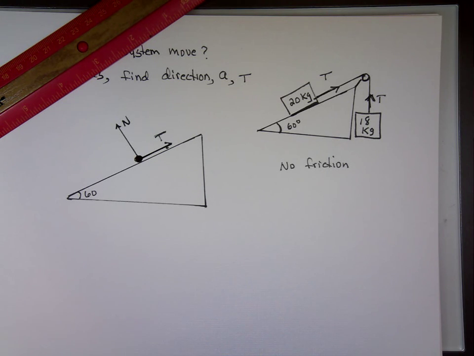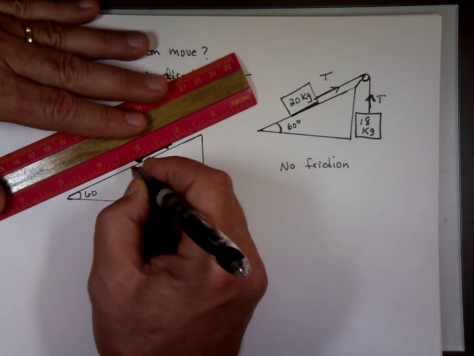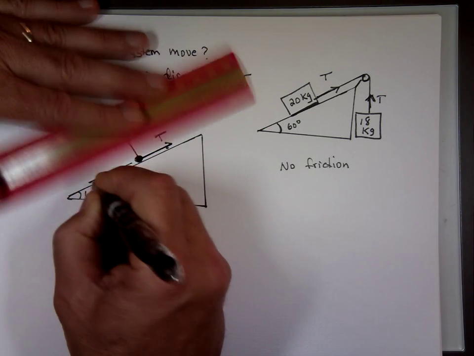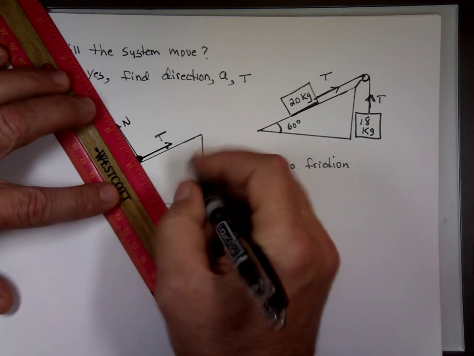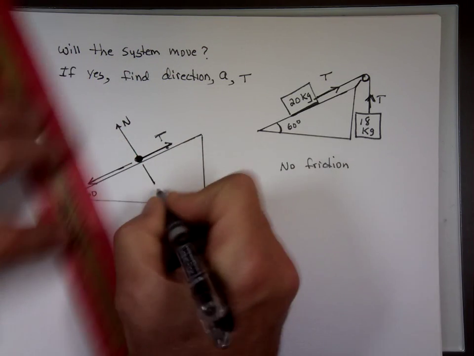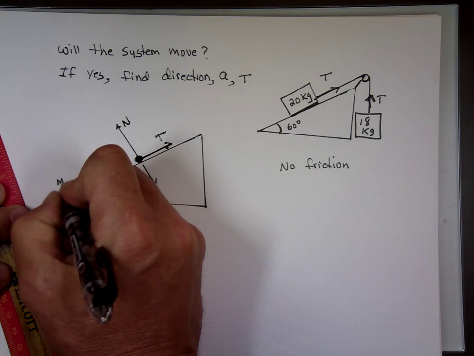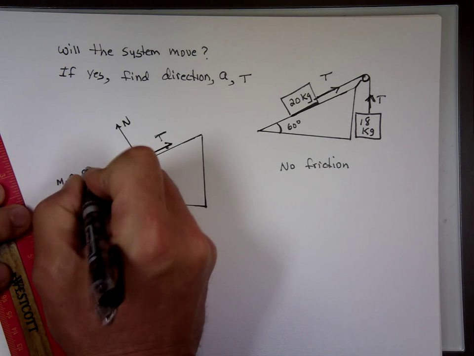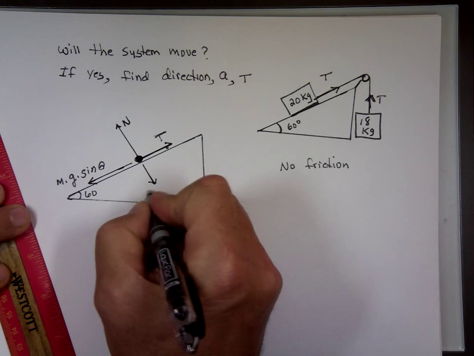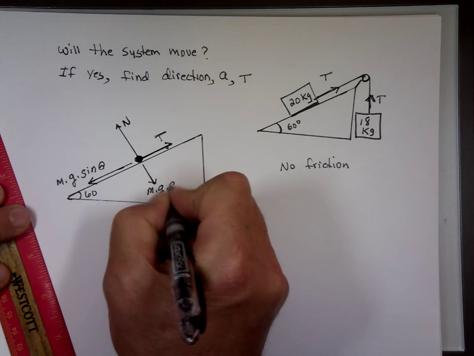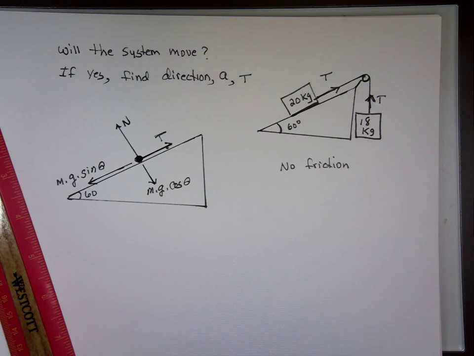But I'm going to take the weight and break it down. Break it down to an X component and a Y component. A component in this direction and a component in this direction. The component in this direction is mg sine theta. The component in this direction, mg cosine theta. Theta is 60. M is what? 20.